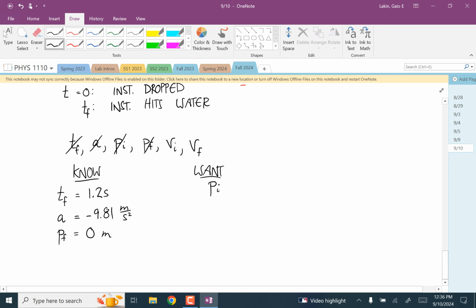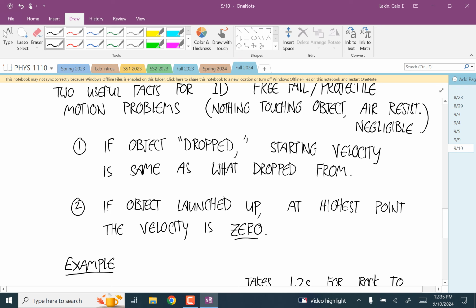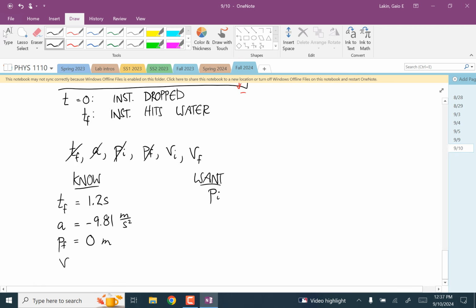Do we know the velocity when time is equal to 0? It is 0, yep. And remember, this is related to the first of these 2 useful facts. This object is just dropped from the bridge. The bridge, if it's a good bridge, has 0 velocity. That's like a really important trait of a bridge. As soon as you let go of it, the velocity is equal to 0, and then from there it'll speed up. So V initial is 0 meters per second.